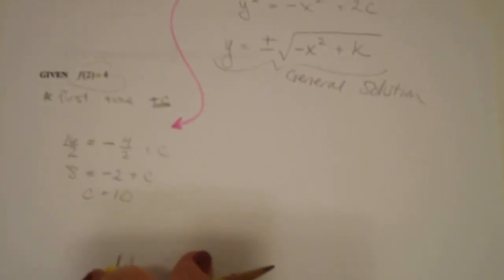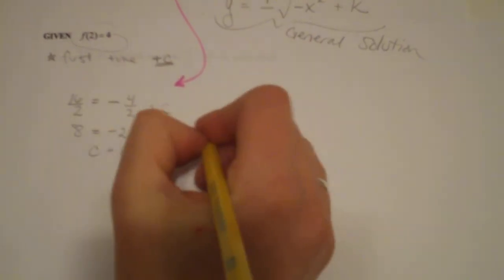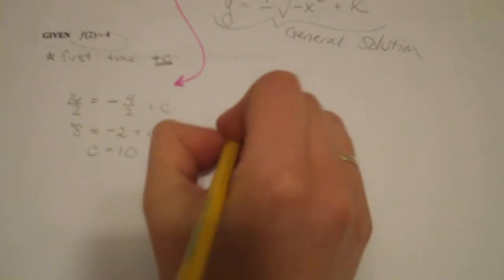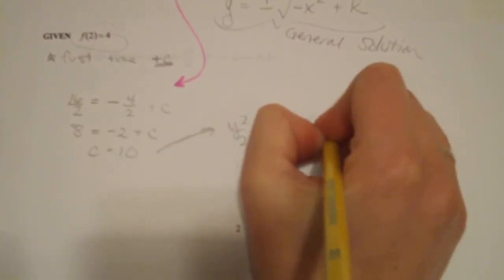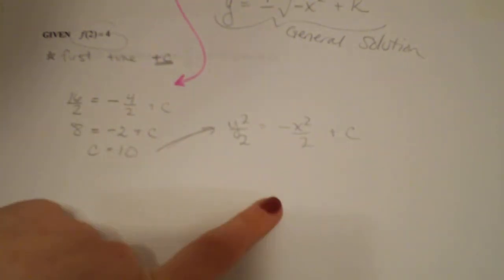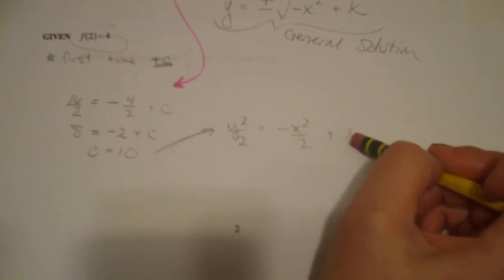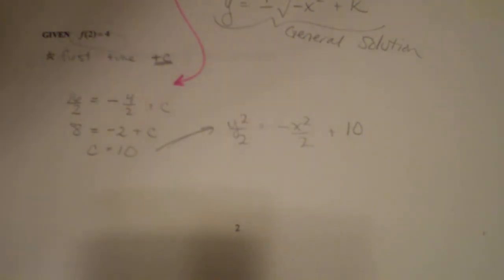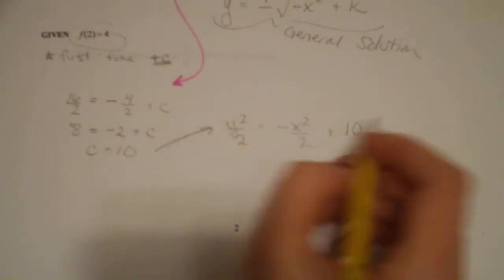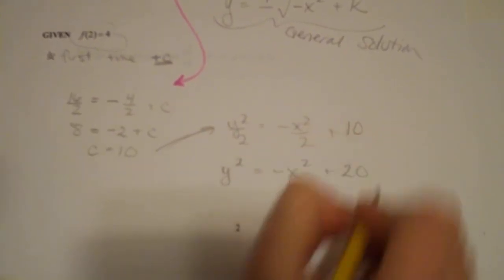Now, what I need to do is find my equation with my value of C in it. So what I have is y squared over 2 equals negative x squared over 2 plus 10. Again, it's the first equation that had a plus C in it. So that's where I plug in, oh, I meant 10, not a C. So I'm plugging in, that's now a 10. Okay? So what I need to do now is solve. Multiply everything by 2. y squared is equal to negative x squared plus 20.